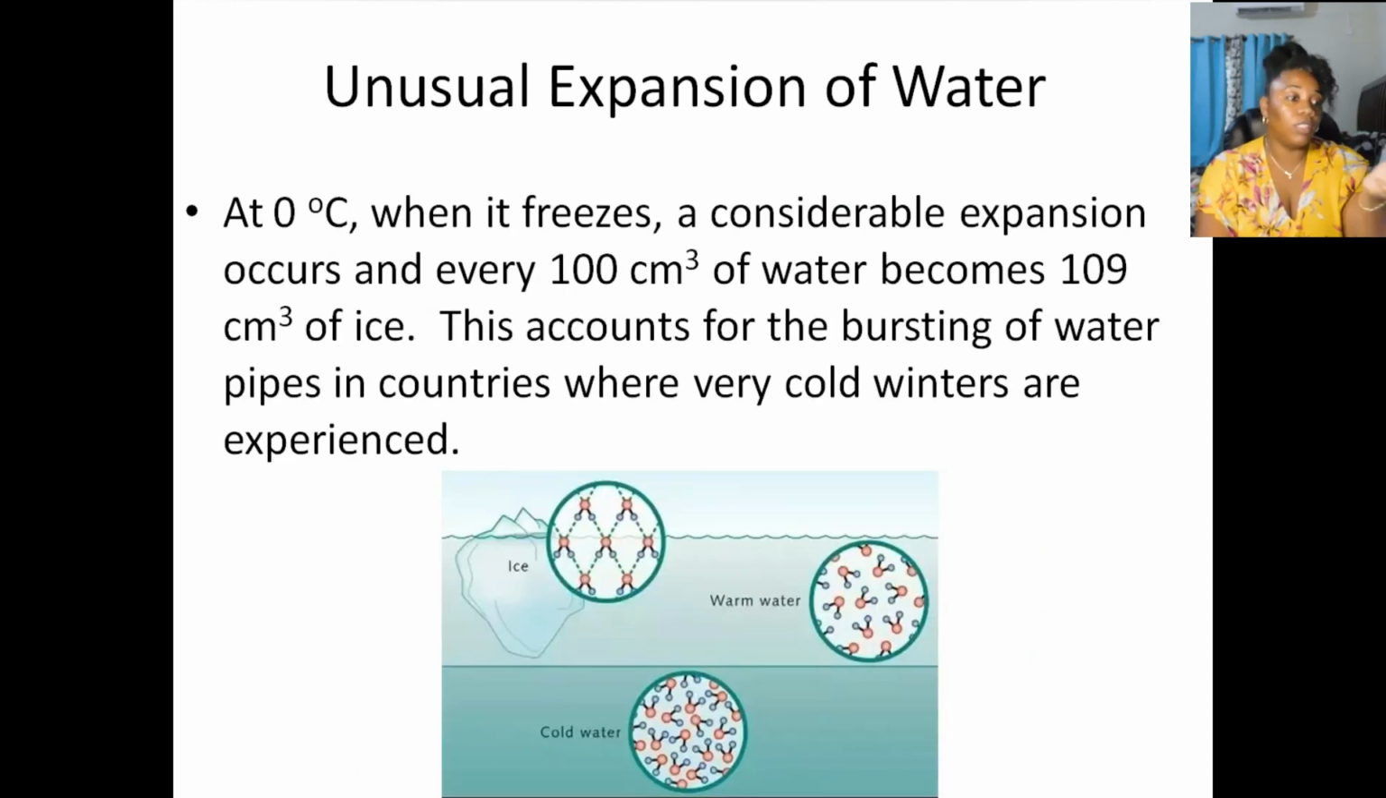And so I'm going to read this. At 0 degrees Celsius, when water freezes, a considerable expansion occurs, and every 100 cubic centimeters of water becomes 109 cubic centimeters of ice. This accounts for the bursting of water pipes in countries where very cold winters are experienced.